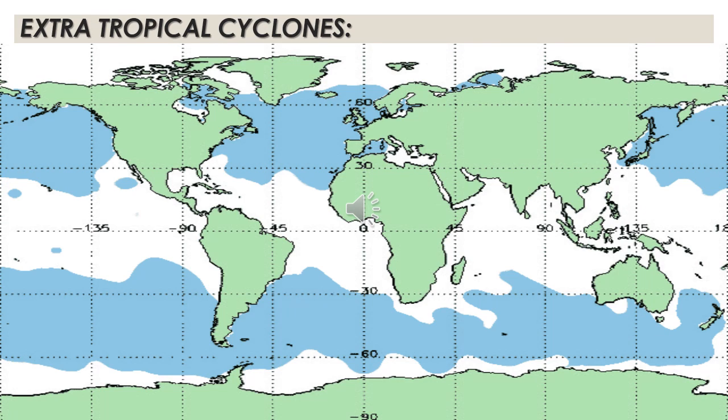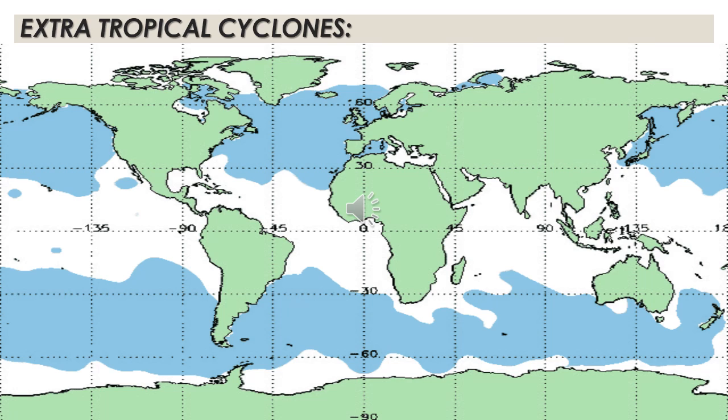Extratropical cyclones occur in the latitudes between 30 degrees and 60 degrees in both hemispheres. They are also called mid-latitude cyclones. They collect energy from the temperature differences found in higher latitudes.